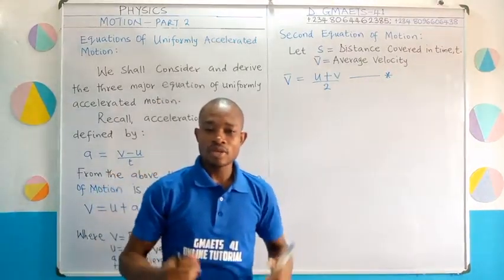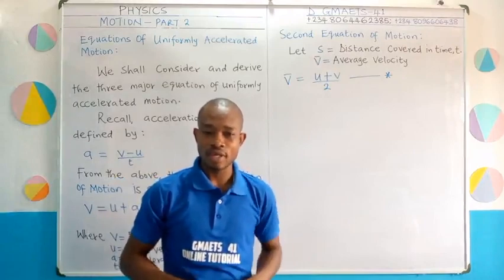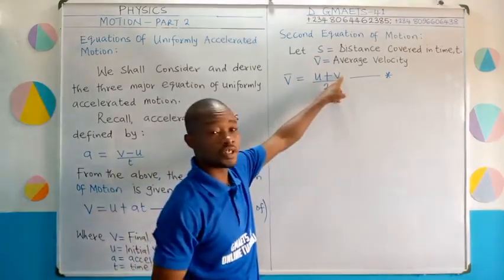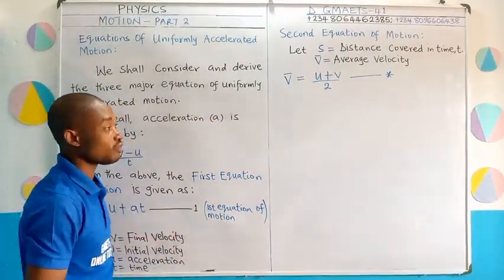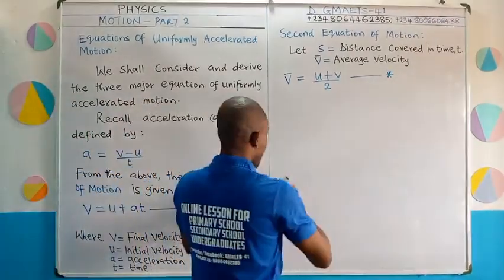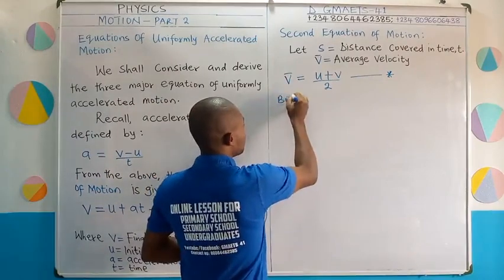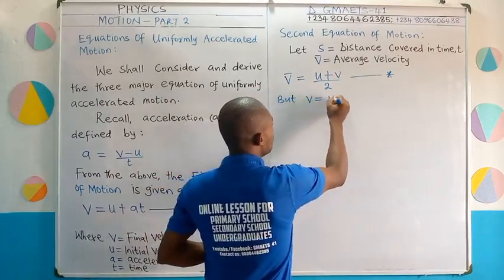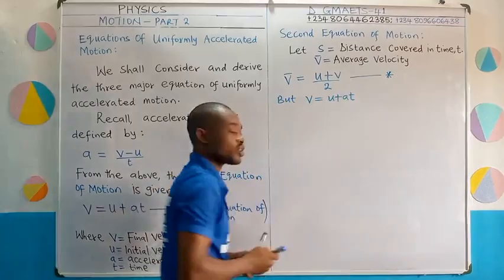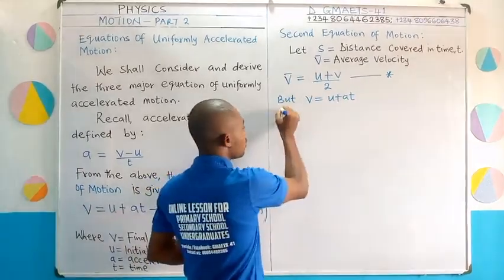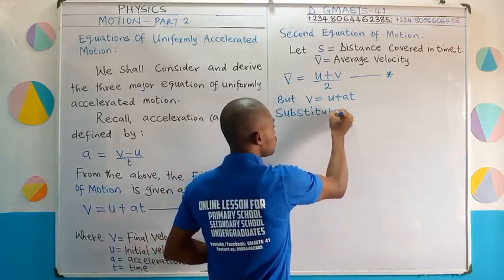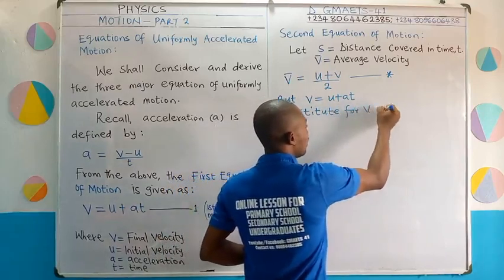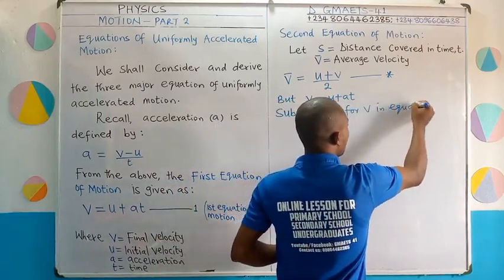Now, we are going to do something to this average velocity. I know the value of final velocity v. That is given by equation 1, the first equation of motion. I know that v is equal to u plus at from the first equation of motion. Therefore, I'm going to substitute for v in equation star.